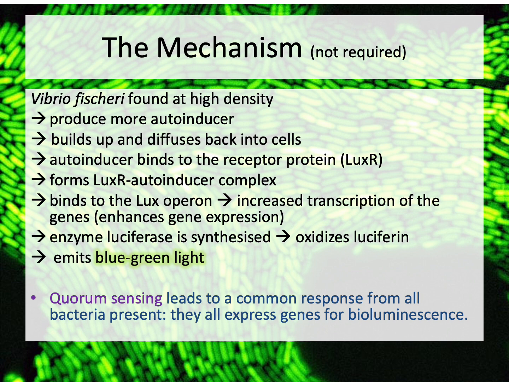So here's what's really happening. The Vibrio fischeri are producing more autoinducer when they're at high density. This builds up and it will diffuse back into the cells of the bacteria. It will bind to the receptor protein, that's called LuxR. That forms a LuxR autoinducer complex. It then binds to a section of the DNA called the Lux operon, and that increases transcription of the genes involved in producing bioluminescent proteins, so it enhances gene expression.